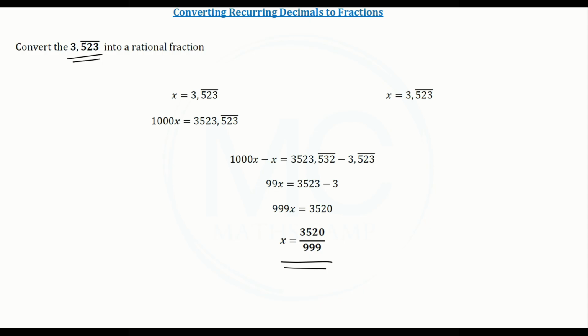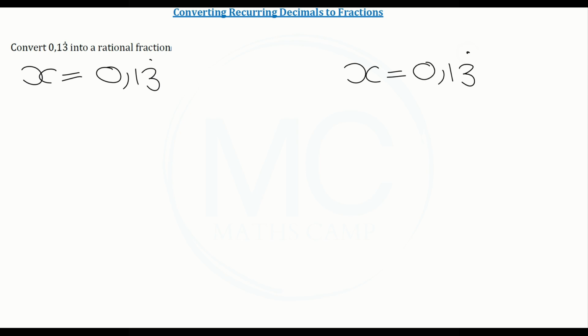We cannot simplify this fraction any further, which means that this is now the fractional form of this recurring decimal up here. I want to do one more example with a non-recurring digit. Convert 0.13 recurring into a rational fraction. Let's start by making this value equal to x. So I can say x is equal to 0.13 recurring. And again over here, x is equal to 0.13 recurring.